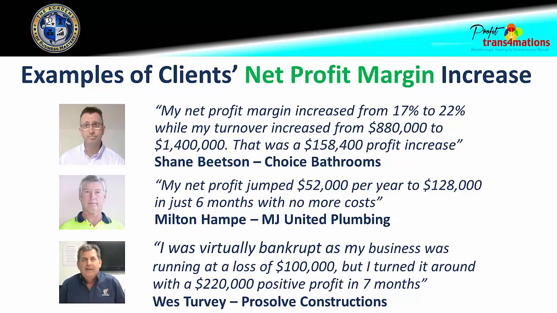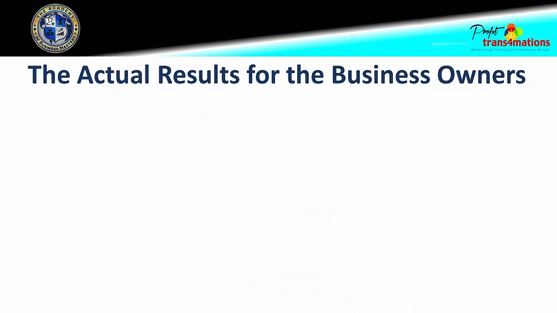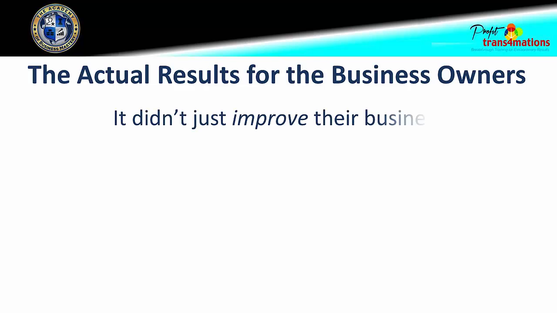And here's a builder who was virtually bankrupt, whose net profit was minus $100,000, and we turned it around and got him to $220,000 positive profit in 7 months. That was a total of $320,000 increase in his net profit without focusing on lead generation, just by working on these 7 key numbers.